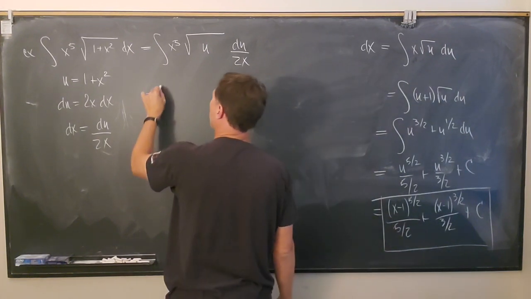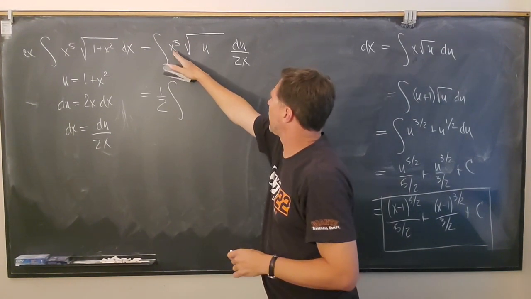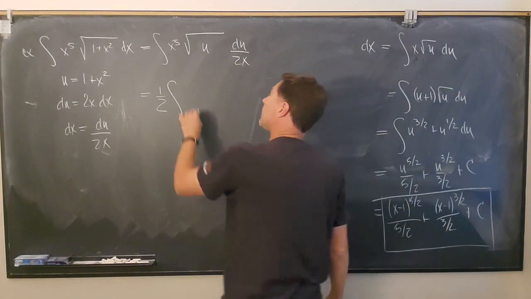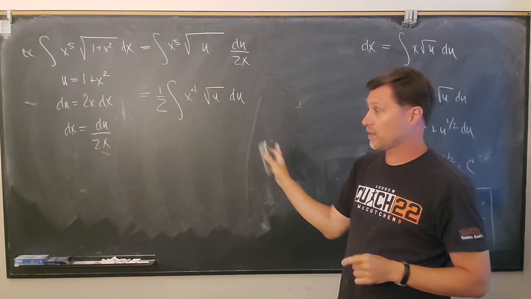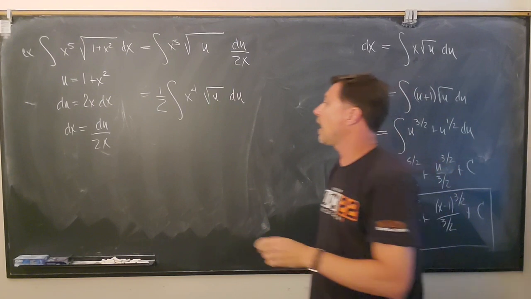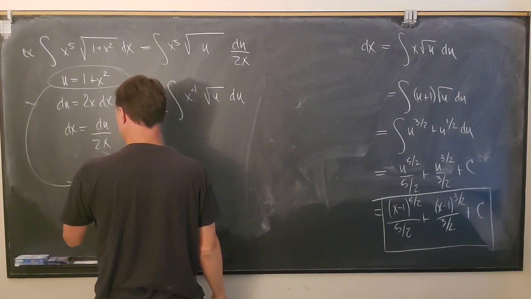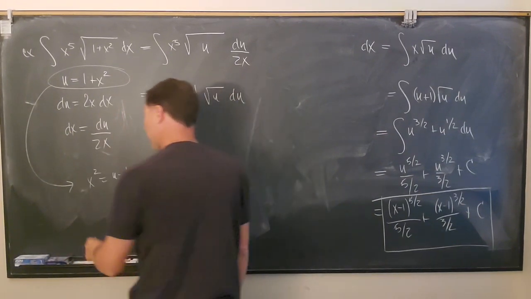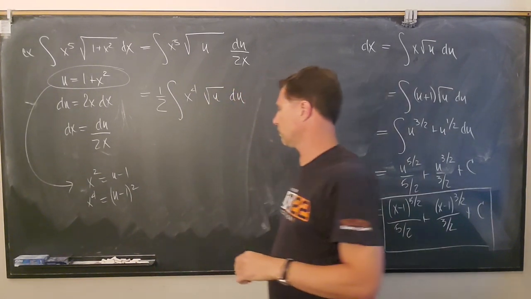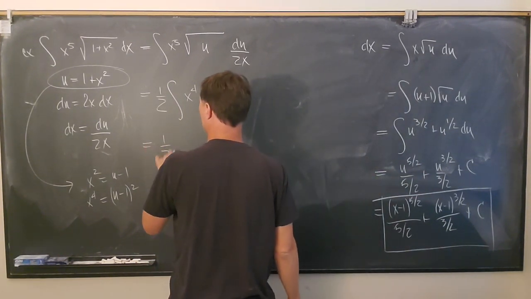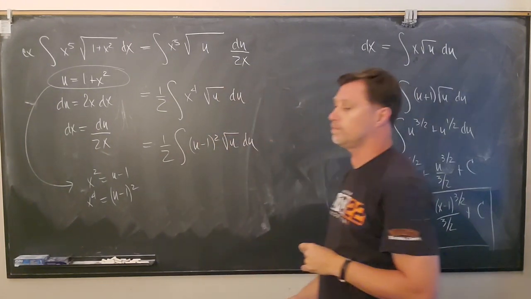Now, I can write this as a 1/2 integral. Now, x's are going to cancel. I'm going to have x to the 5th in the numerator. I've got an x in the denominator. That leaves me with an x to the 4th. And then I have a square root of u du. So I've got a mixture of x's and u's. I need to go back to my substitution equation. Well, x squared is equal to u minus 1. And so if I square that, I get x to the 4th is u minus 1 squared. And so now I can replace that x to the 4th with a u minus 1 quantity squared times square root of u du.